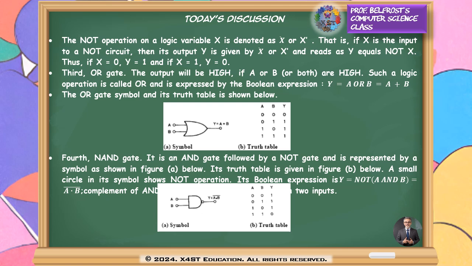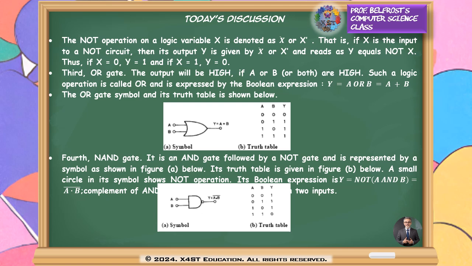The third one is the OR gate. For the OR gate, the output will be high if A or B or both are high. We use the symbol plus for the OR. The truth table and the symbol can be seen as shown in the slide.